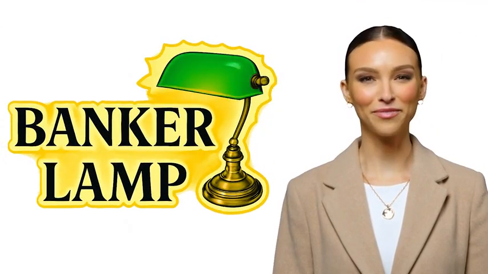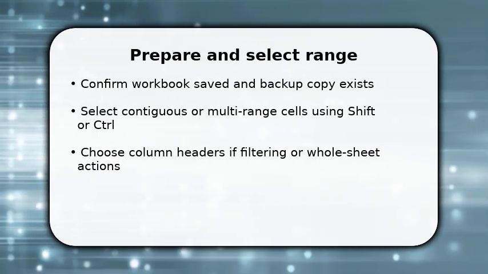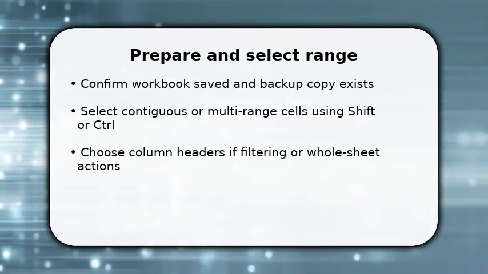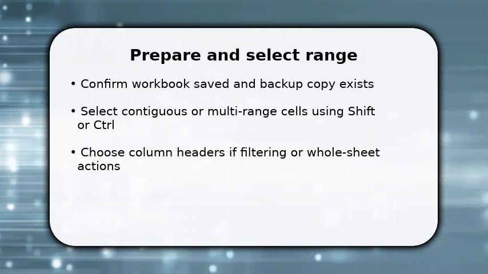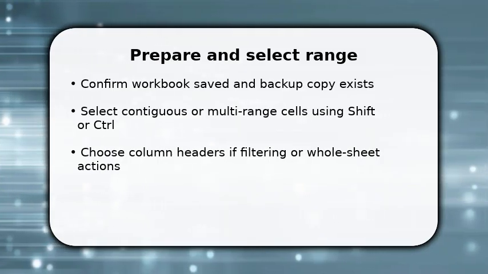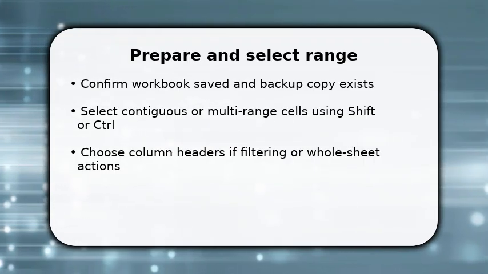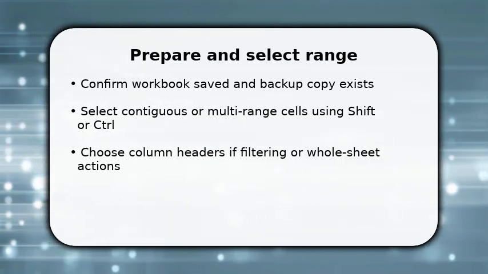Please enjoy the video. You'll start by preparing the sheet and selecting the exact cells to affect. First, save a backup. Once done, use Shift for contiguous ranges or Control for non-adjacent cells so you don't accidentally remove nearby data. Make sure to include column headers when you plan to filter. This preserves structure and enables targeted deletions. Also check for merged cells, which can block bulk deletes.